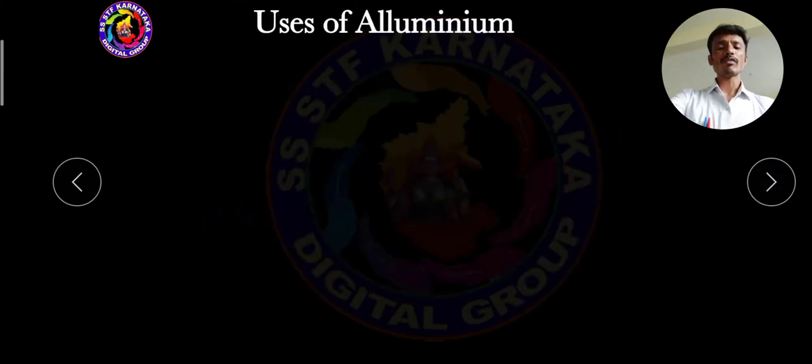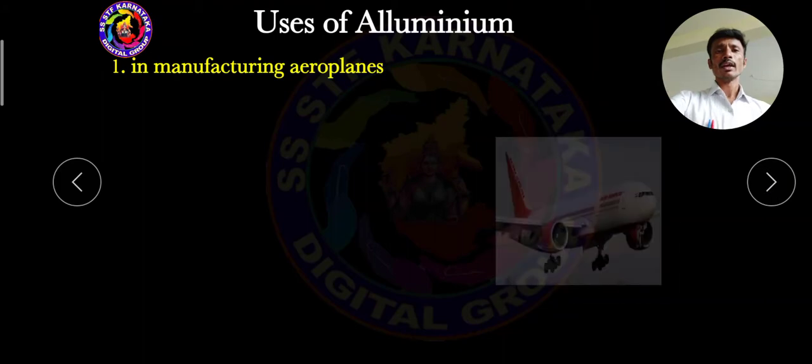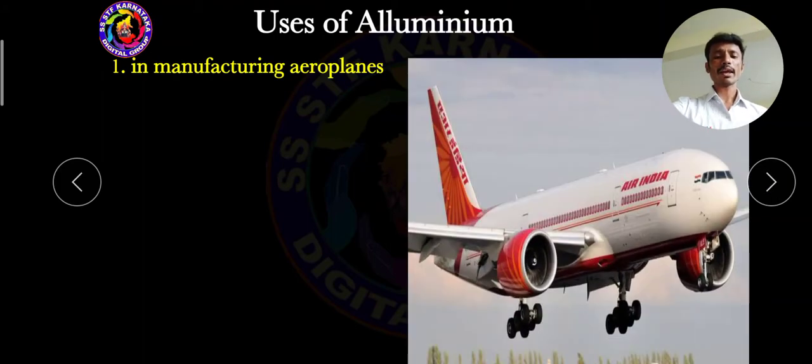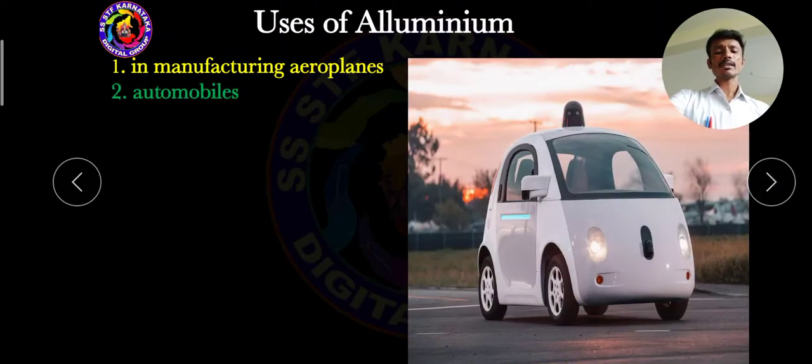So, uses of aluminium. What are the main uses of aluminium? This is a 2 to 3 mark question. It is used in manufacturing aeroplanes, and also in automobiles, the motor vehicles with 4 wheels that we all use.